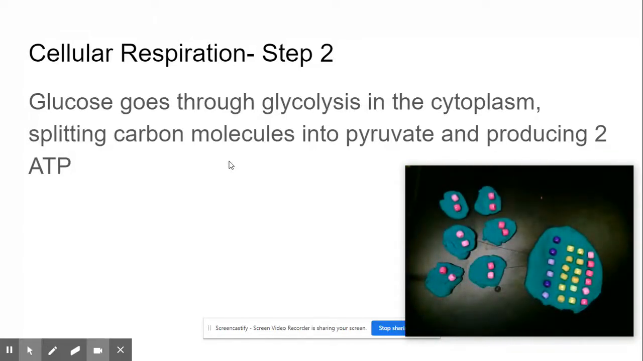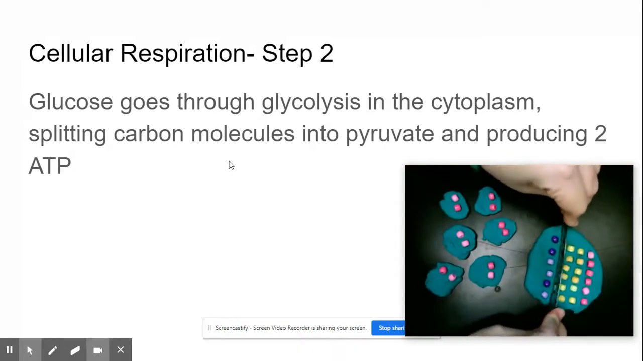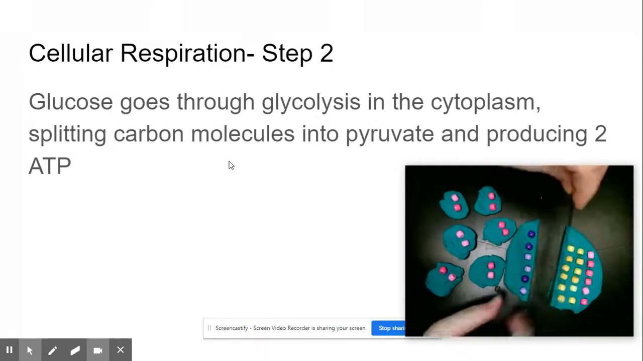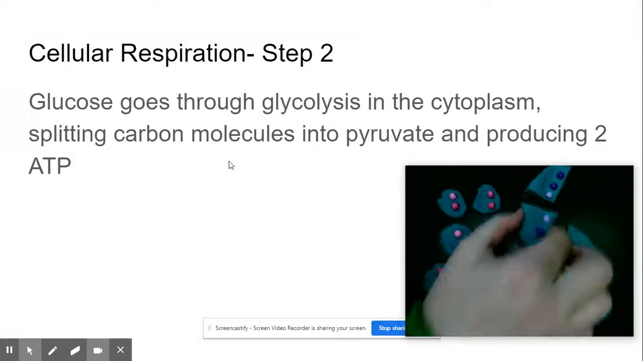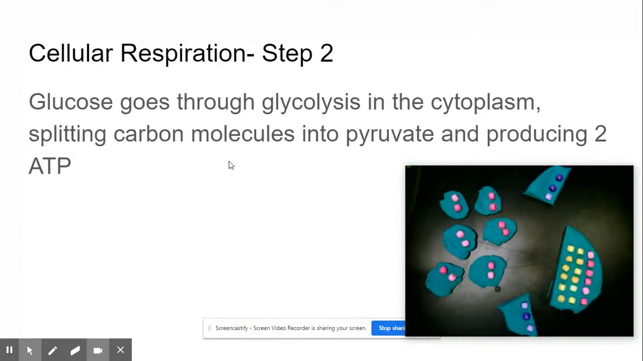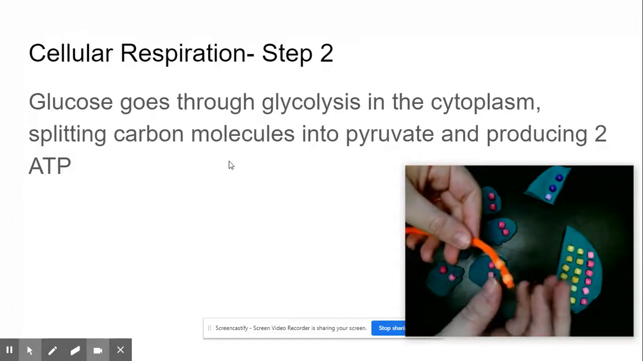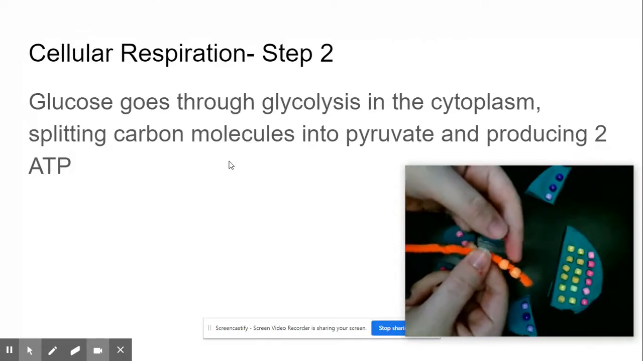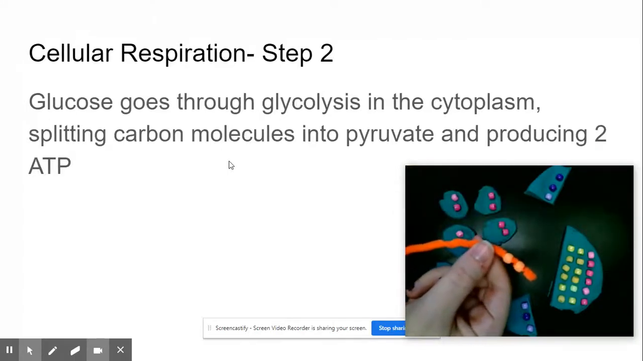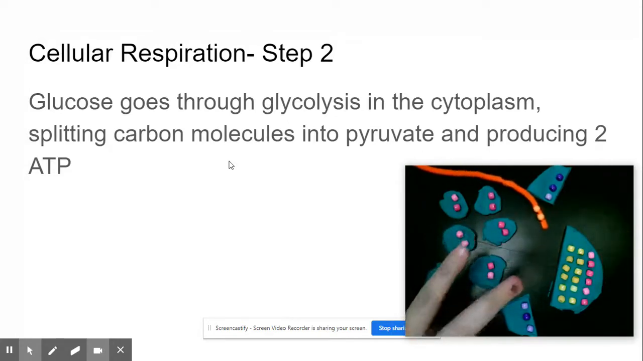So I'm going to separate my carbon from my sugar molecule and then split it into 2 pyruvates. And in using up that energy, or breaking apart those bonds, we are able to add 2 ATP, so we're attaching 2 more phosphates to ADP to give us 2 units of energy that our bodies can use. So that was step 2.